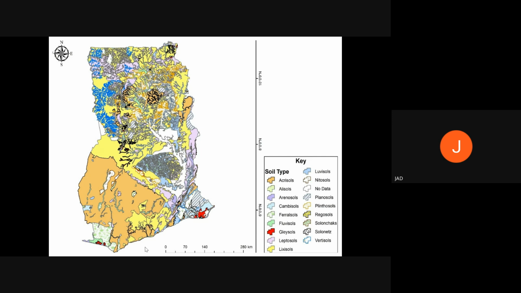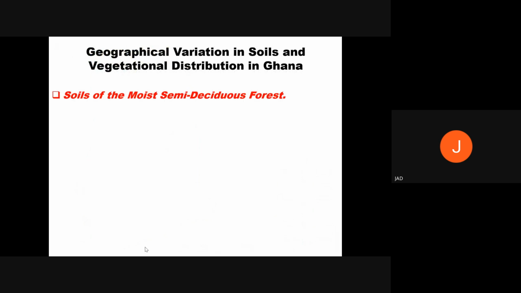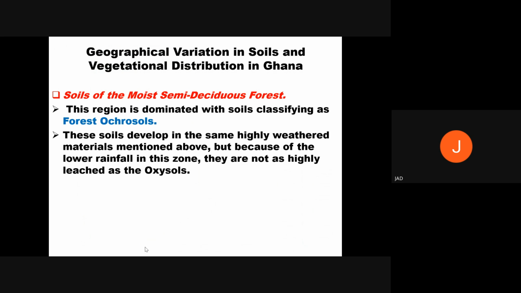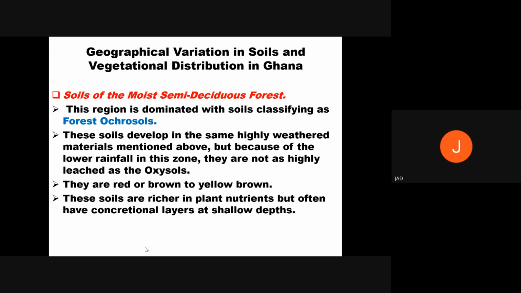So let's say, the soil of the moist semi-deciduous forest. This region is dominated with soils classified as forest ochrosols. We talked about this already. These soils developed in the same highly weathered material mentioned above, but because of the low rainfall in this zone, they are not as highly leached as the rainforest oxisols. They are red or brown to yellow. These soils are rich in plant nutrients, but often have concretion layers at shallow depth.